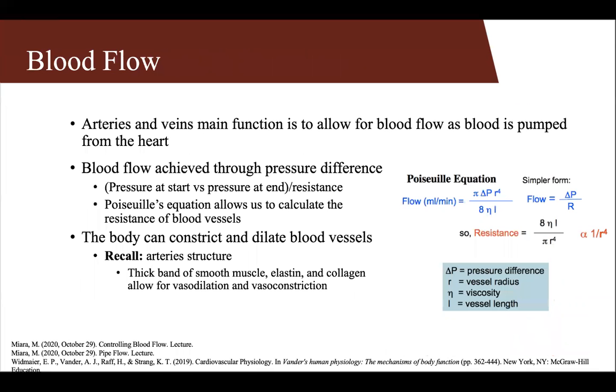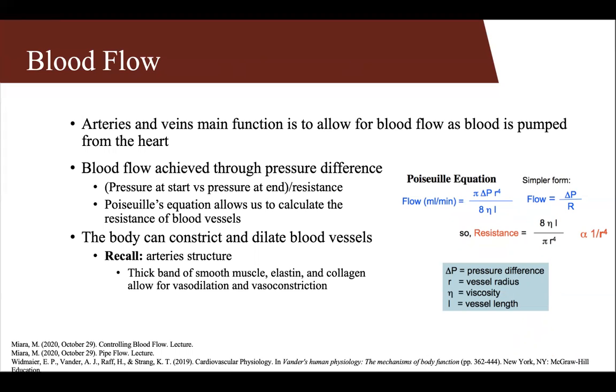Now that we've covered the function and structure of blood vessels, I wanted to revisit the concept of blood flow. Blood flow is achieved through a difference in pressure at the beginning of the vessel and at the end, and also moderated by the resistance posed by the vessel. Poiseuille's equation allows us to calculate the resistance within blood vessels given the pressure difference, vessel radius, viscosity, and vessel length.